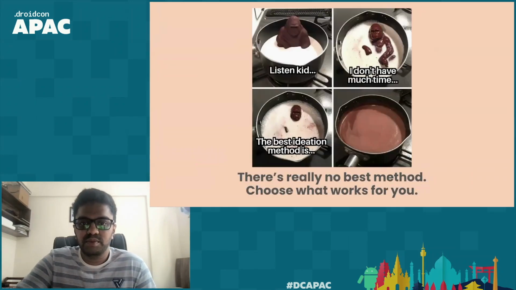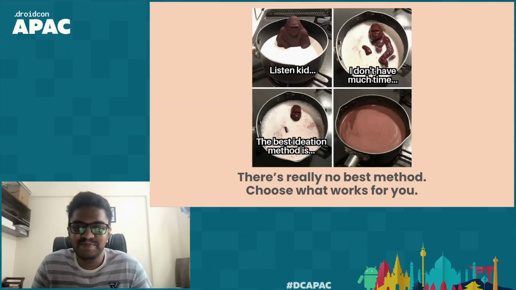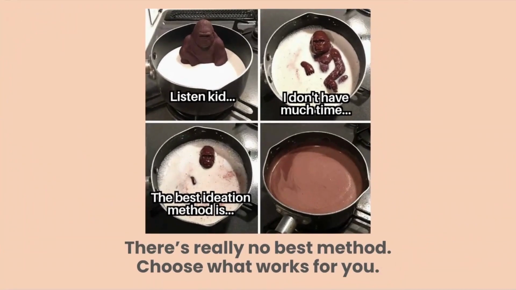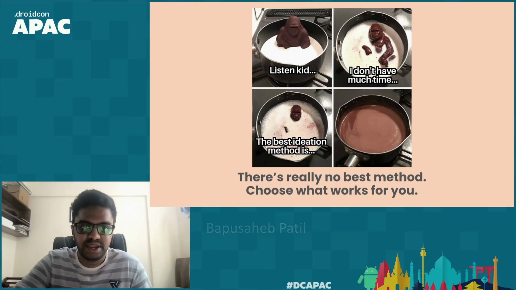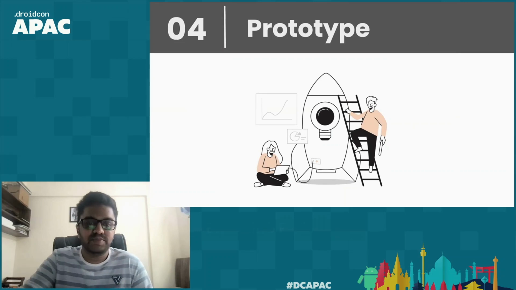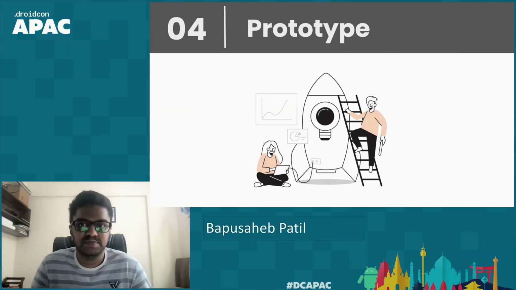But there's really no best method in choosing what works for you. So if you feel like there is a certain ideation method that would work best for your team, go ahead and check in with your team and see if you can bring it about, and if you can have an ideation meeting, or just an entire full-fledged design thinking workshop with your team, where you can also decide which ideation method to use. So there's no best method in ideation, which brings me to my next phase, which is prototype.